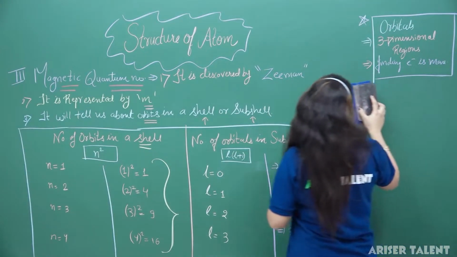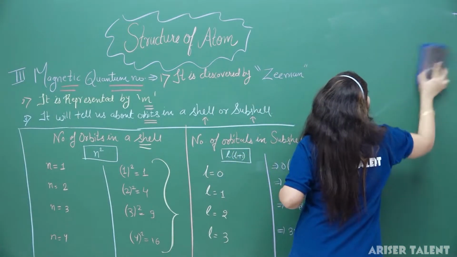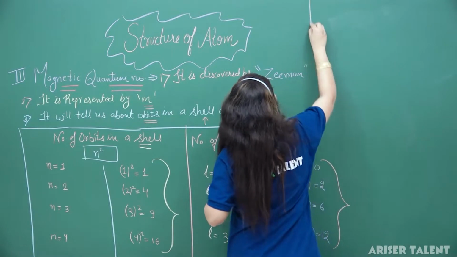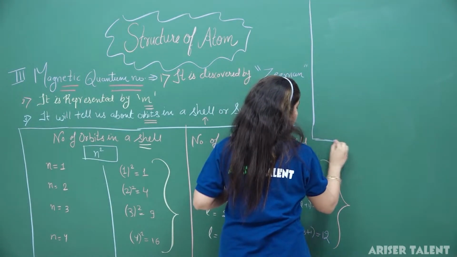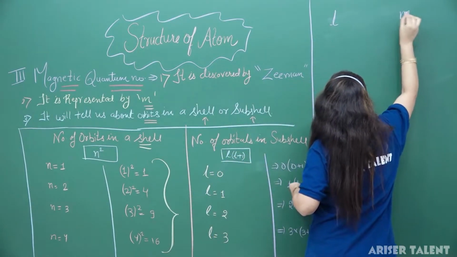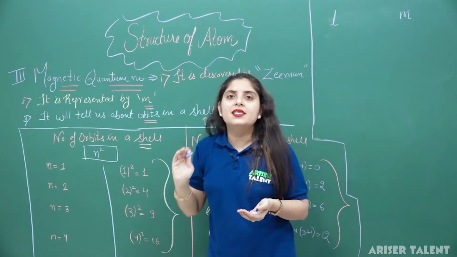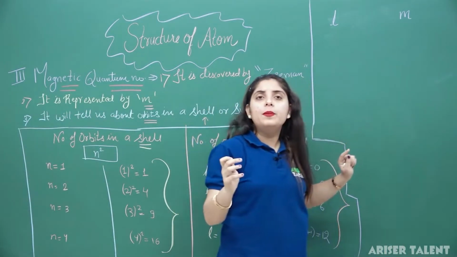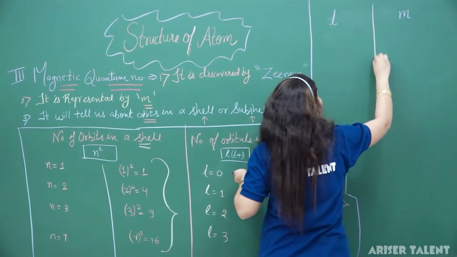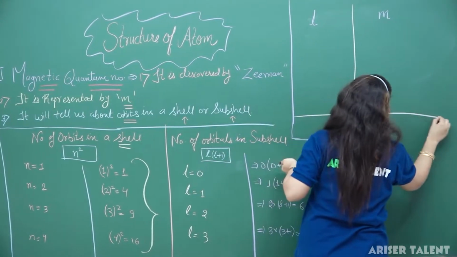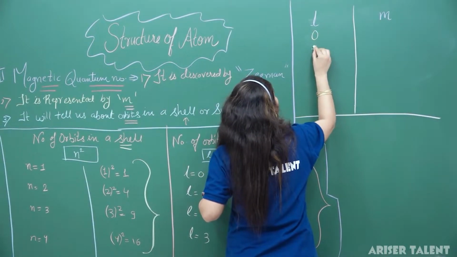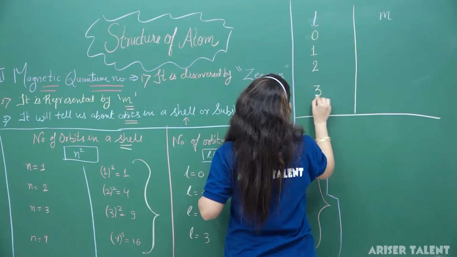Now what we will do, we will check the values of m for a particular value of l. Here we have different values of l and here we have different values of m. Here l will represent the azimuthal quantum number and m will represent the magnetic quantum number of an atom. So first I will consider l equal to 0, 1, 2 and 3.